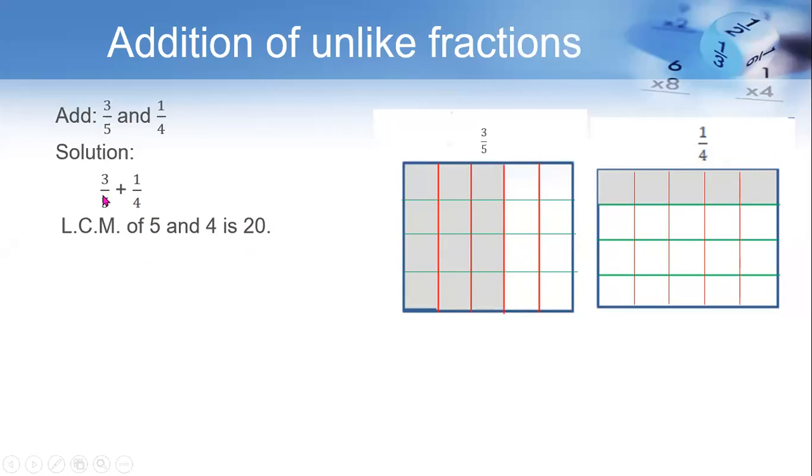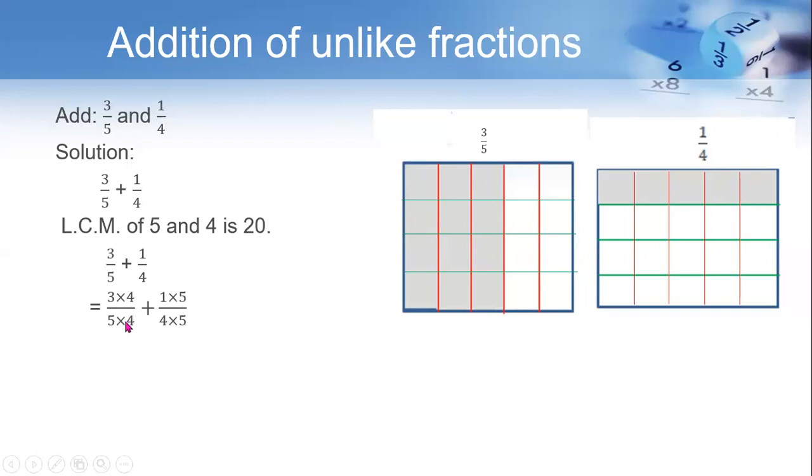For 5, by which number do you have to multiply to make 20? Tell me. 4. And for 4, by which number do you have to multiply? 5. That means the first fraction, 3 by 5, you should multiply by 4, in numerator also, in denominator also. The second fraction you should multiply by 5. Why should we do that? To make the denominator 20.